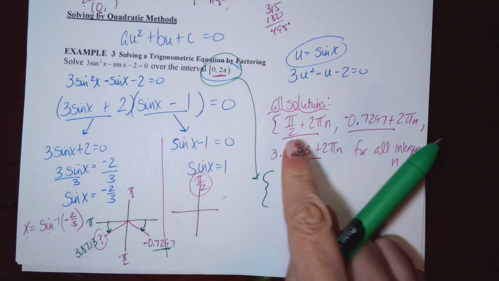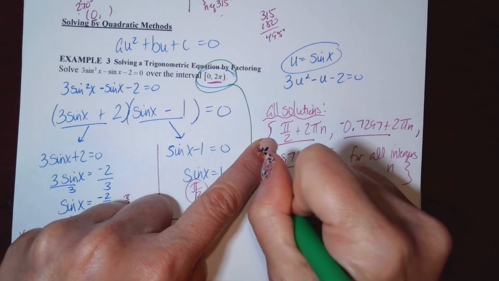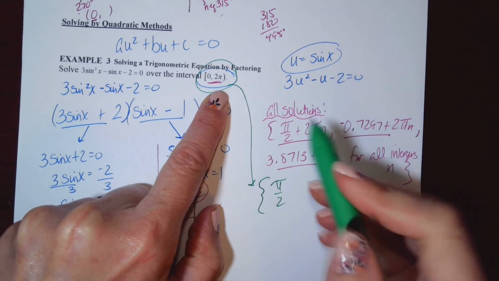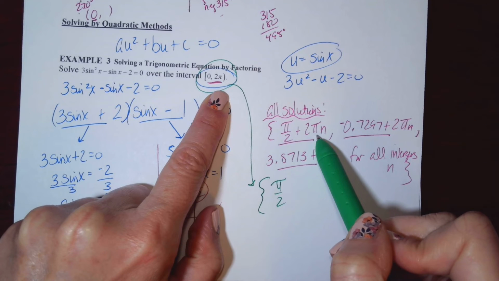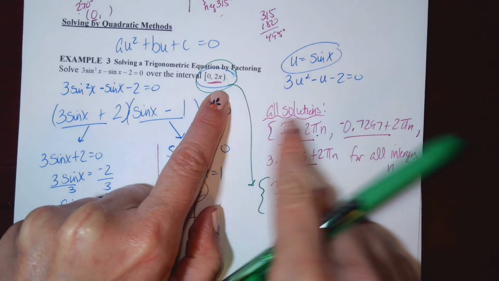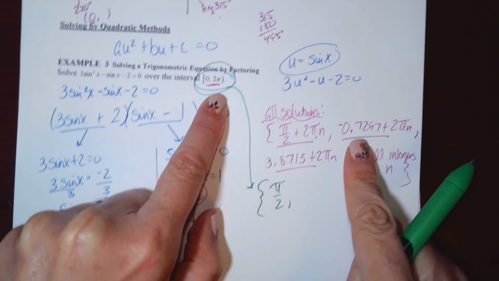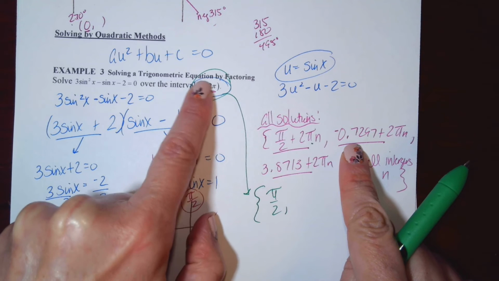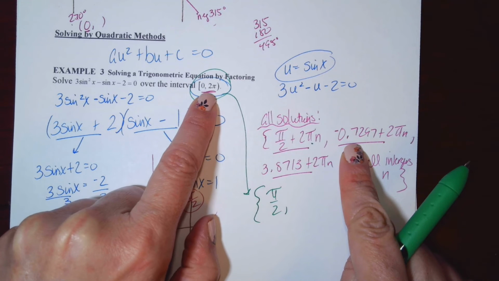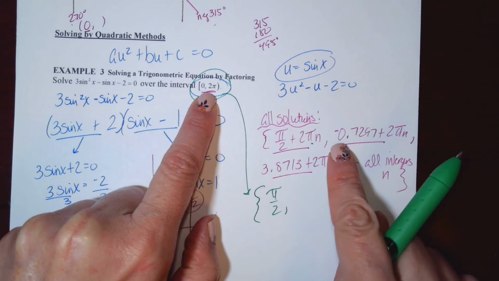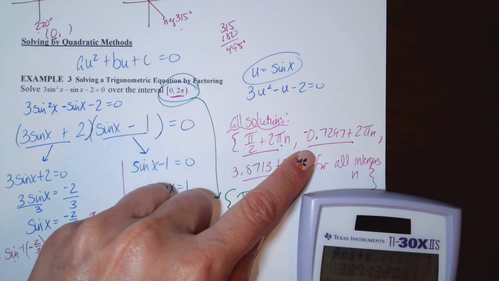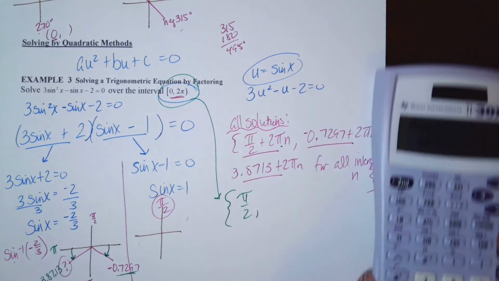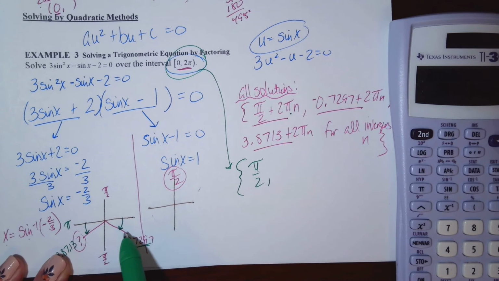So let's see what we've got. Well, for this first one, we've got pi/2. That's between 0 and 2 pi. If I add 2 pi to this, I'm going to be outside my interval. So that's all I get here. For this one, -0.7 is not within my interval. I only have positive angle values within my interval. So we need to go to the next one. We've got this -0.7297. I need to add 2 pi to that.